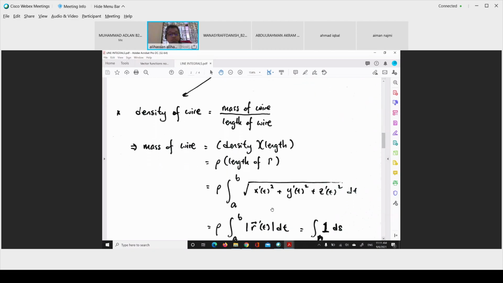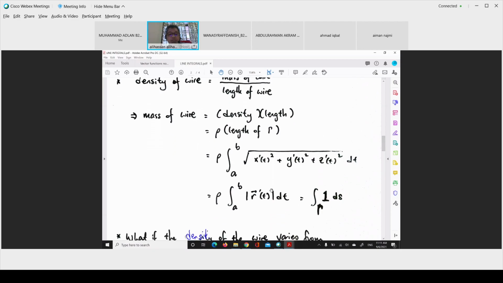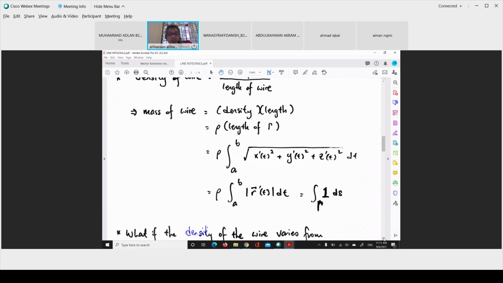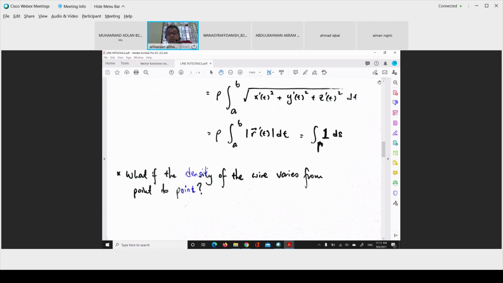And we have seen just now, the length of gamma is equal to this integral from a to b of this square root dt. This square root is the same as the modulus of r prime t. It can also be written as the integral of 1 over the curve gamma ds, where s is the arc length element.